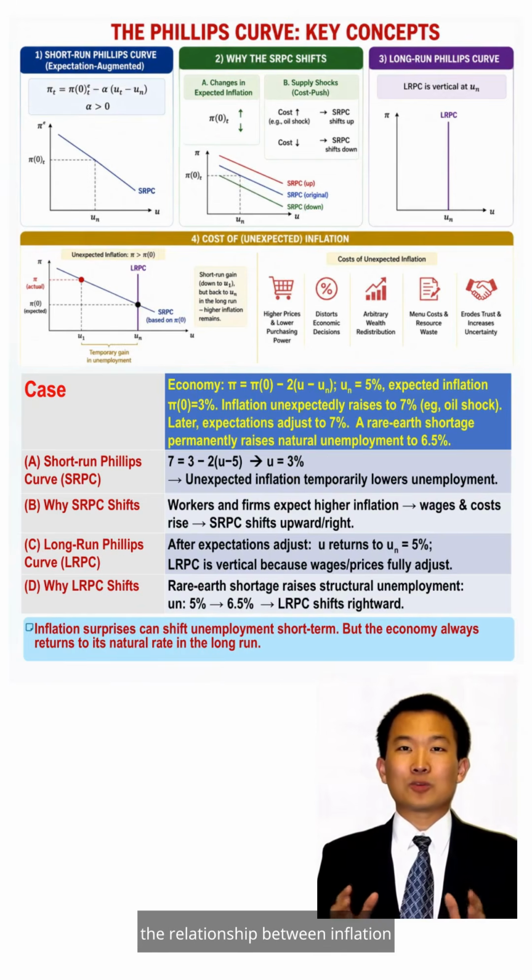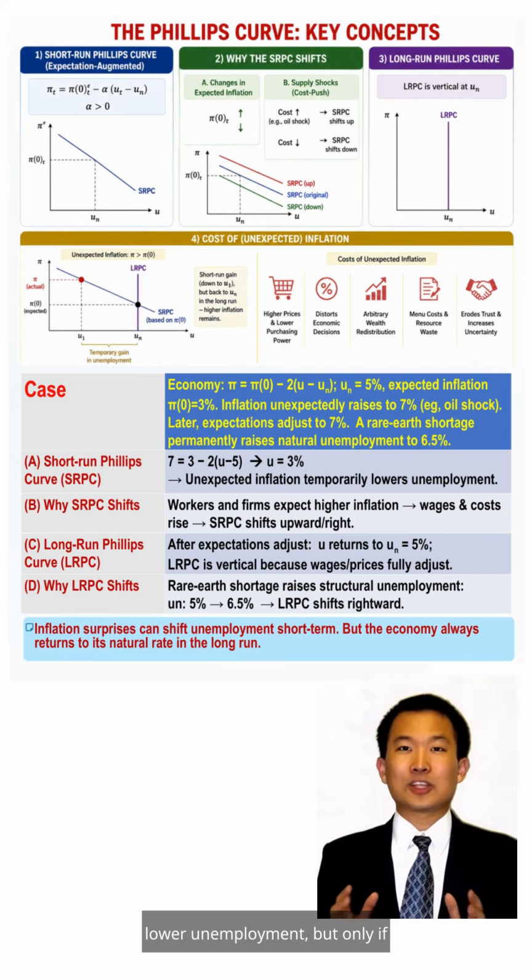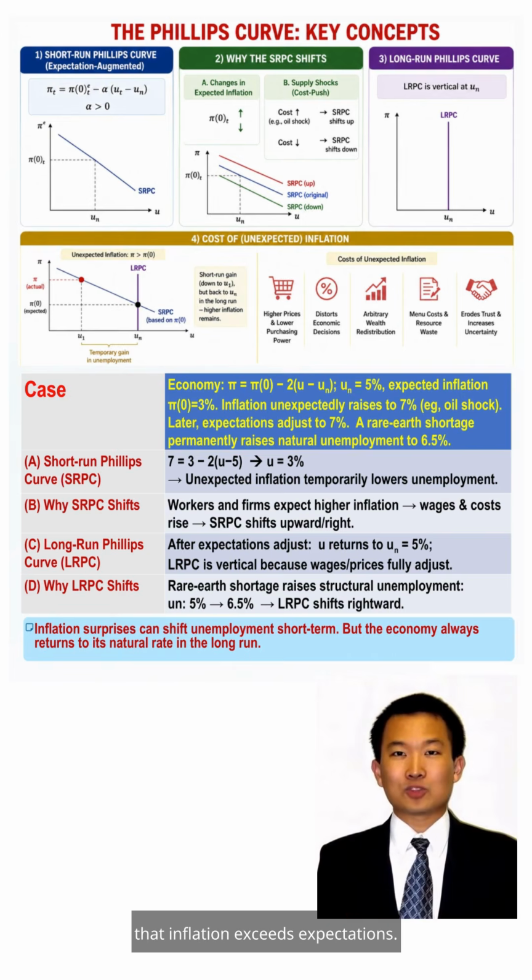The Phillips curve is one of the most important theories in modern macroeconomics because it explains the relationship between inflation and unemployment. In the short run, policymakers seem to face a trade-off. Higher inflation might temporarily lower unemployment, but only if that inflation exceeds expectations.